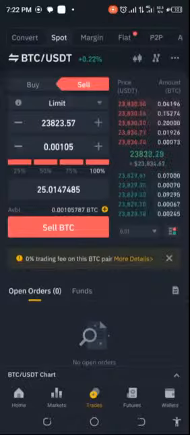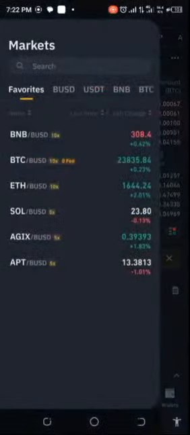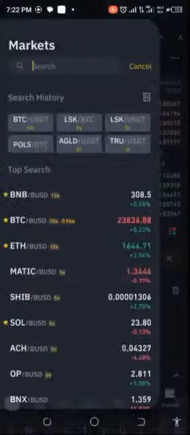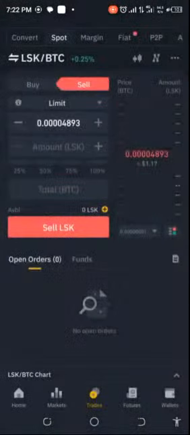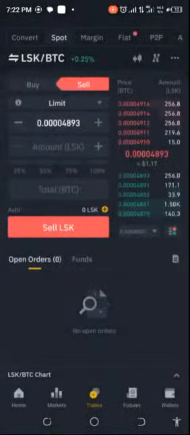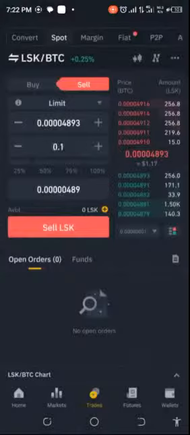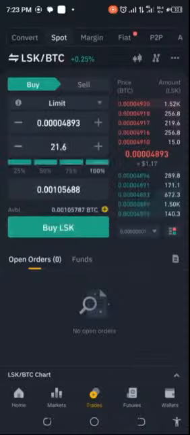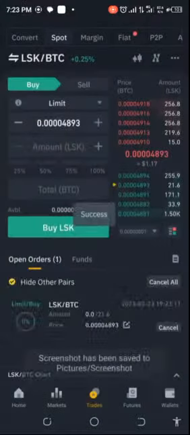So let's go quickly and do this transfer. Oh yeah, we're actually going to LSK BTC. Okay, so what I want to do now is purchase LSK. I'm buying. I want to buy 100% worth of that, so that will give me this amount. Okay, and then I'll go ahead and click on buy.